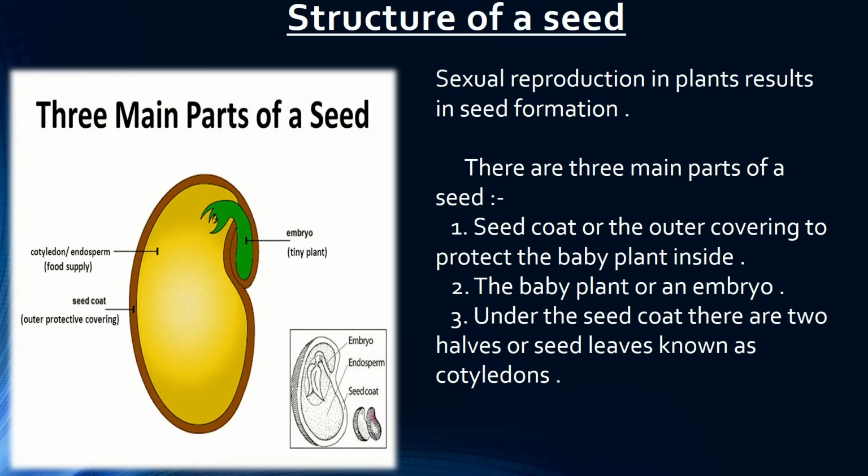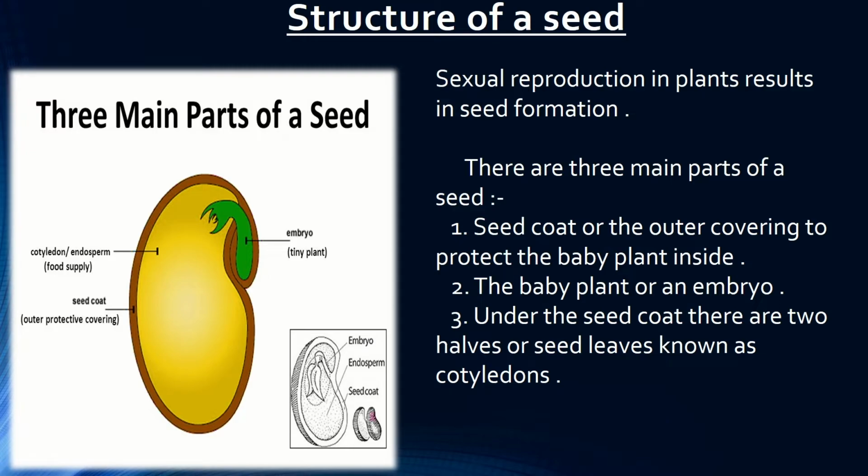Children, now I am going to teach you about the structure of a seed. Sexual reproduction in plants results in seed formation. There are three main parts of a seed. The seed coat, or the outer covering, protects the baby plant inside. The baby plant, or embryo.